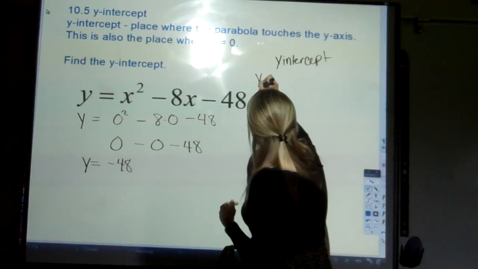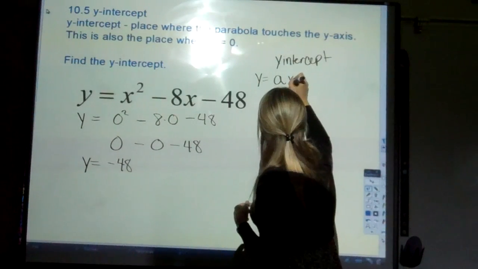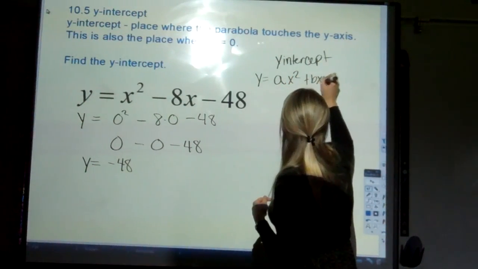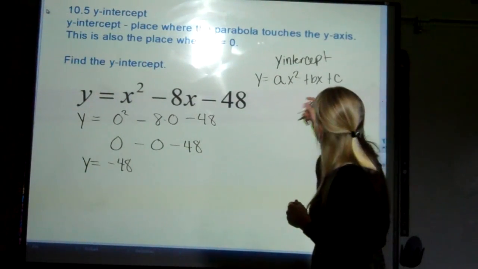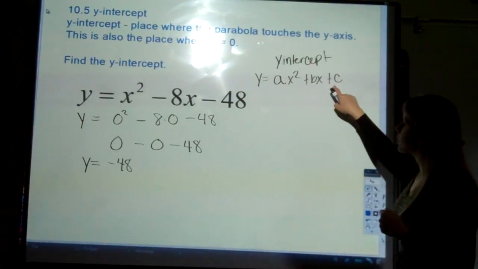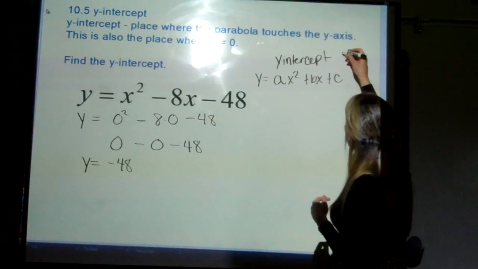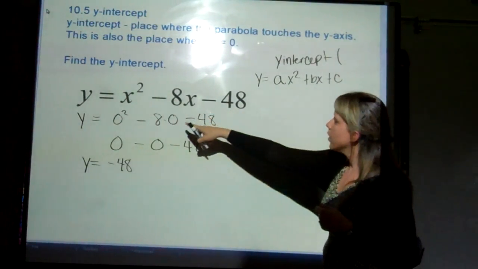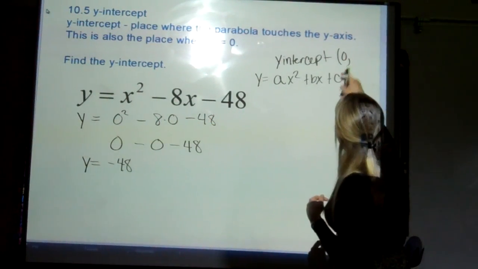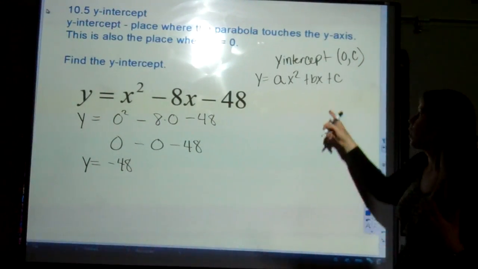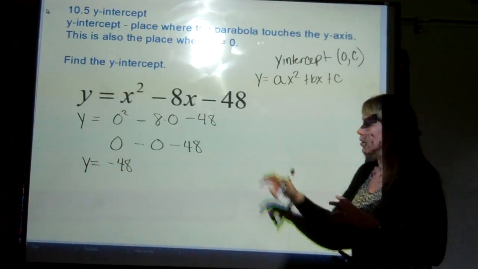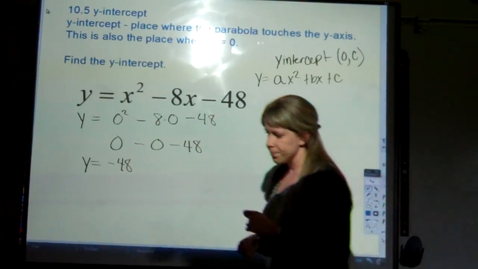If we're given an equation in standard form, ax squared plus bx plus c for our quadratic function, our y-intercept is going to be this last number. It's going to be c. So we would say our y-intercept is always going to be 0 for x and c for the y. All you have to do is look at the last number of the equation to figure it out. In this case, it was negative 48.